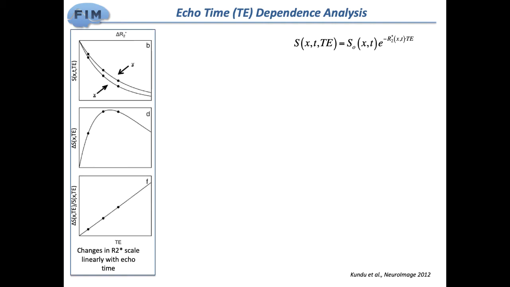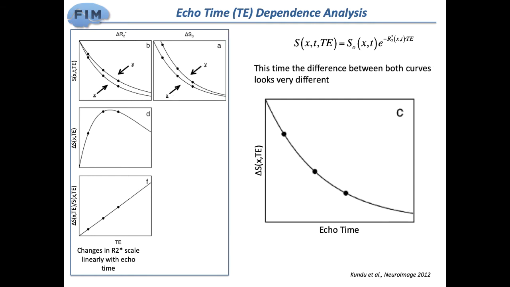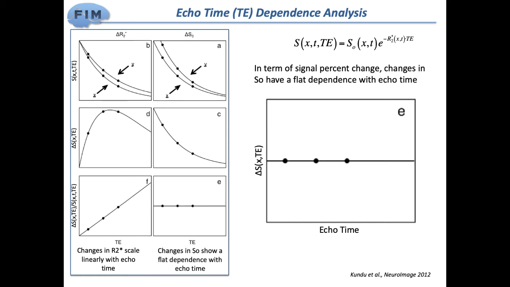Now, we have that on this side. What about the other type of fluctuation? What about if between one curve to the other, the change is not in R2 star, but in S0? Some artifact. Then that's how the two curves would look like. The difference of the two curves starts to look very different to what we had before. But what's interesting is that in terms of signal percent change, fluctuations that are non-BOLD don't have that linear dependence with echo time. And it's this difference that we're going to exploit in the rest of the things that Dan is going to talk about. So any questions for me? I can take questions at the end too, but if not, I'll give the podium to Dan.